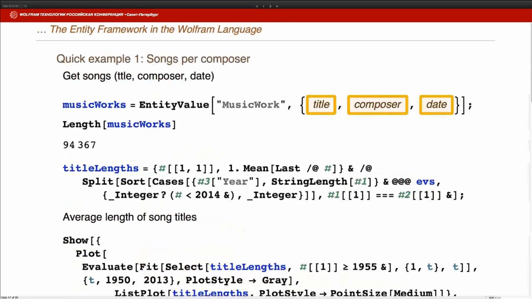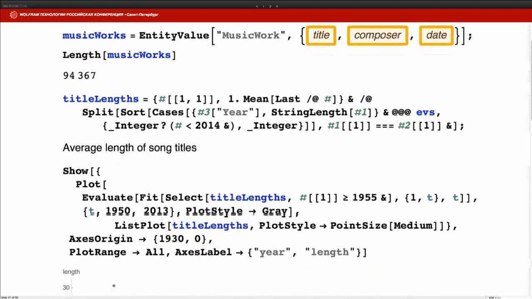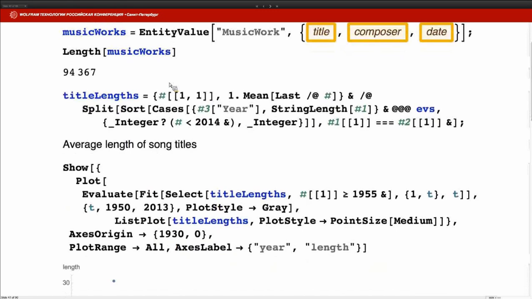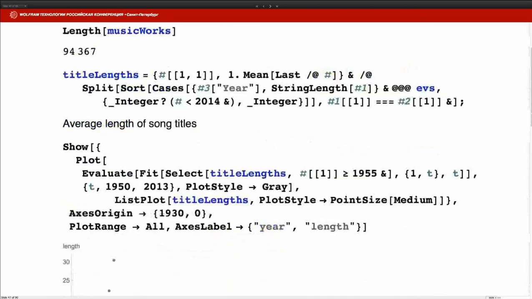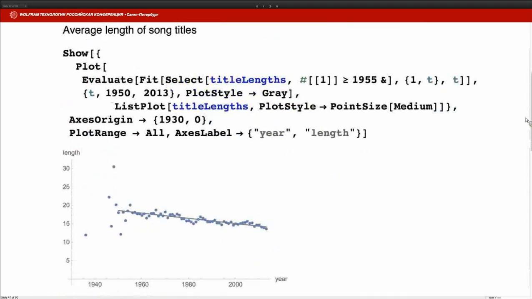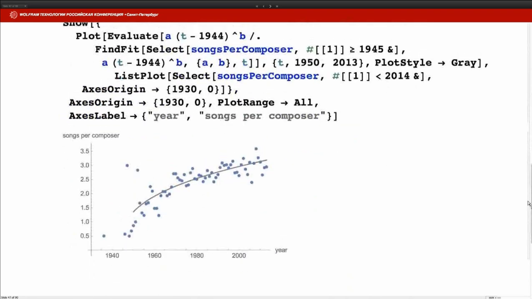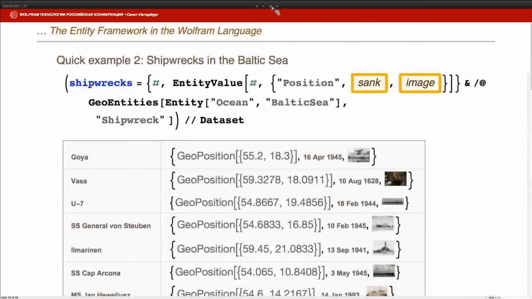That's something I just played around with. I thought the result was interesting. I want to get songs per composer. So I take all music works, and we have, say, 100,000 of them. I select the properties, I select the length of the song, and it's interesting that per composer, the number of songs increases. I would have guessed that in the modern world more and more people write songs, but the ones that do write songs become more and more proficient and write more and more songs.